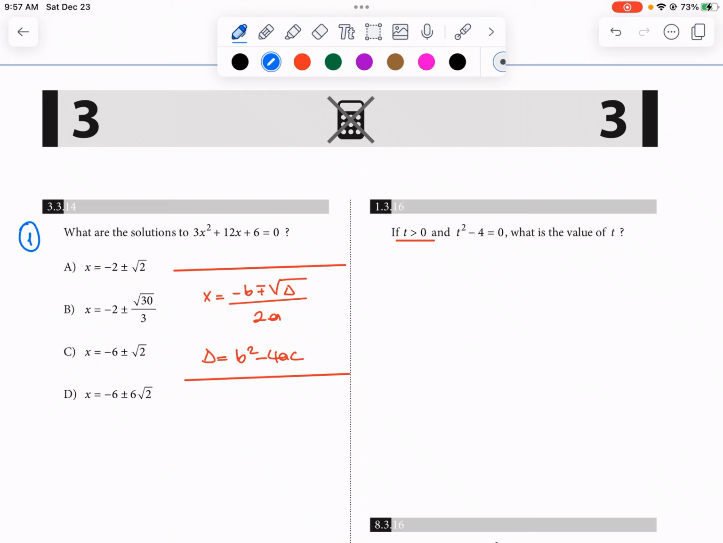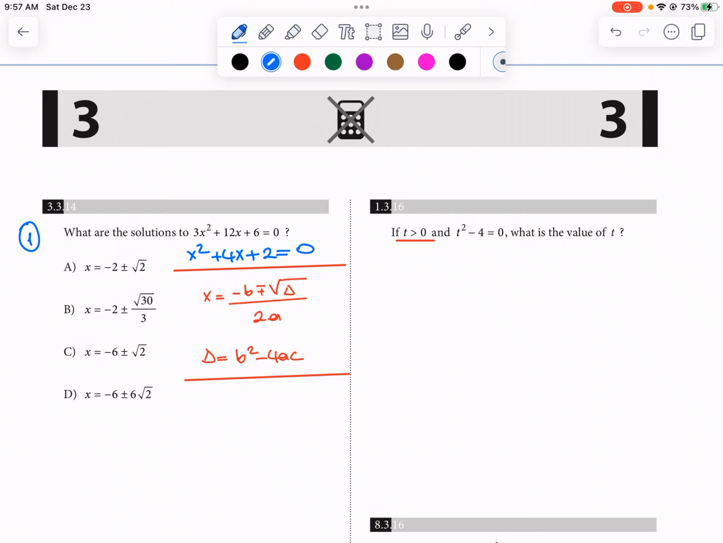What are the solutions to 3x squared plus 12x plus 6 is equal to 0? First of all, we simplify it. We divide each term by 3. So 3x squared divided by 3 is x squared, 12x divided by 3 is 4x, and 6 divided by 3 is equal to 2.